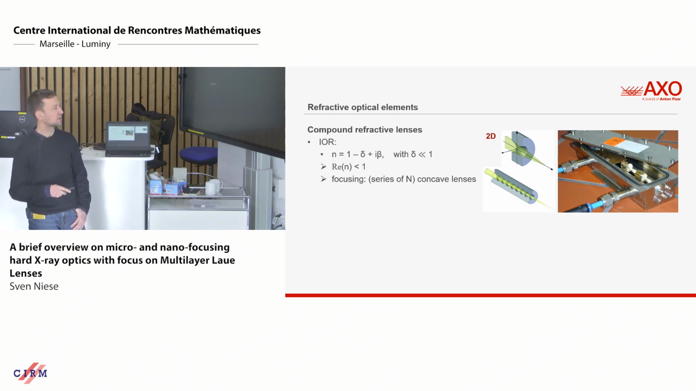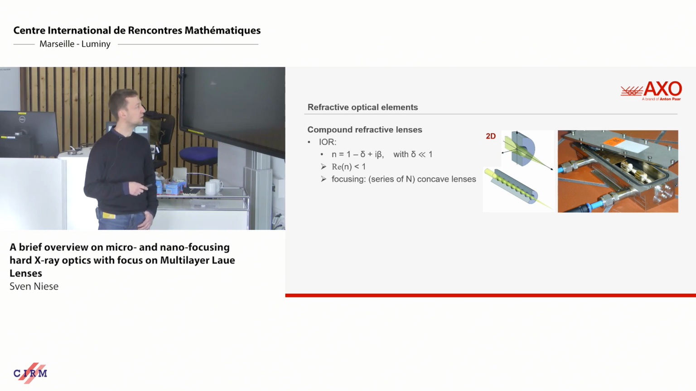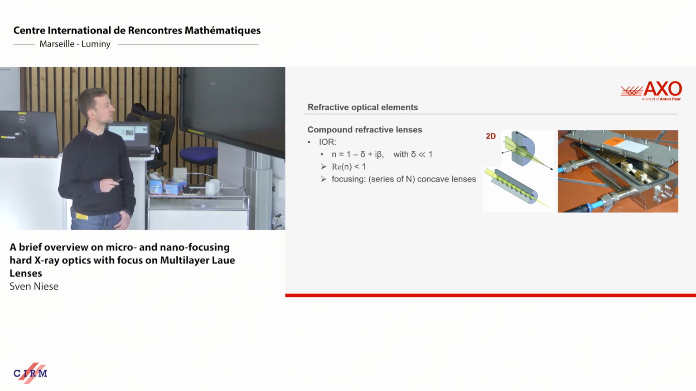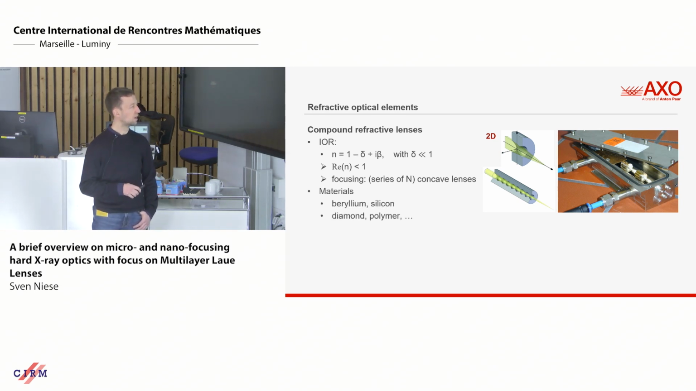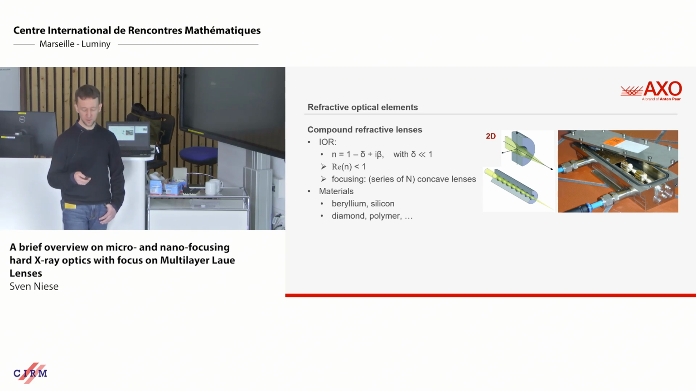That means you get total external reflection if you want to do reflective optics. If you want to do refractive optics in order to focus something, you need a concave lens shape, in comparison to visible light, where you have the convex shape. And since the effect is very small, if you really want a certain focusing power, you need to put a few of them in series, so that you finally get some focusing. Common materials are beryllium, silicon, diamond, polymers, probably others.